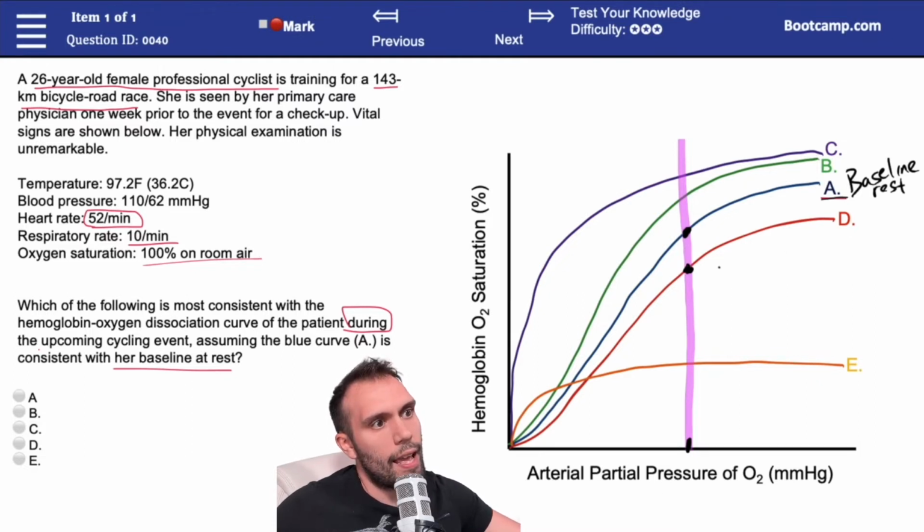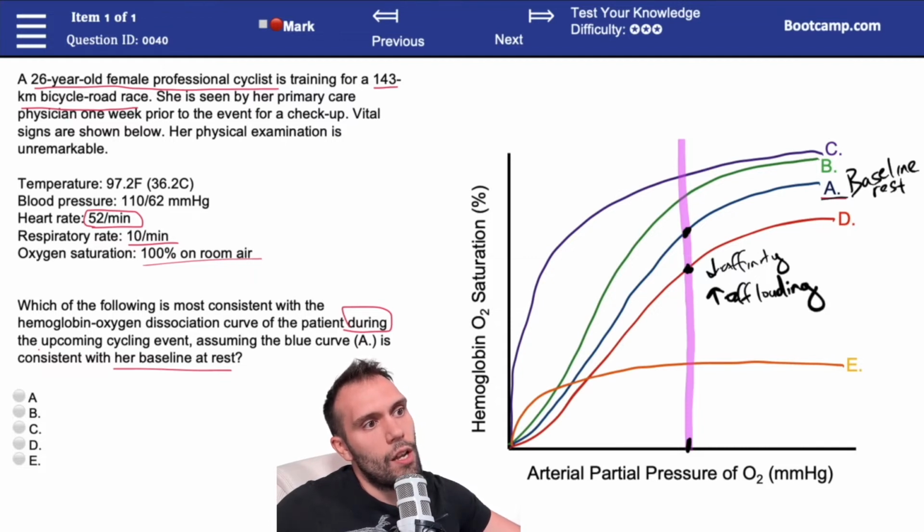That would mean that I have a decreased affinity of hemoglobin for oxygen, right? There's less affinity because I have the same pressure of oxygen, but I have less of it bound to hemoglobin, so I have less affinity. Less affinity means that there's more offloading of the oxygen, or more unloading of the oxygen, right? So it's easier to get oxygen off of hemoglobin because of this decreased affinity. That's what curve D is saying. What is curve B saying?